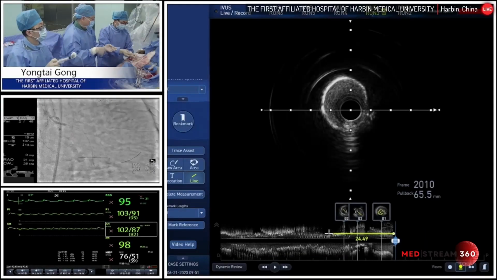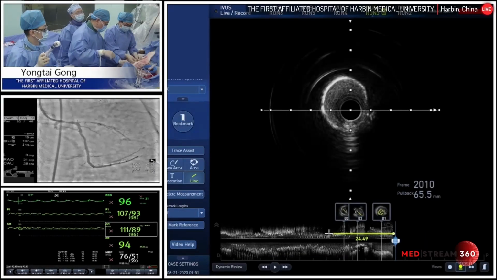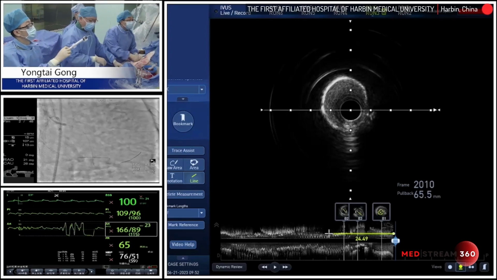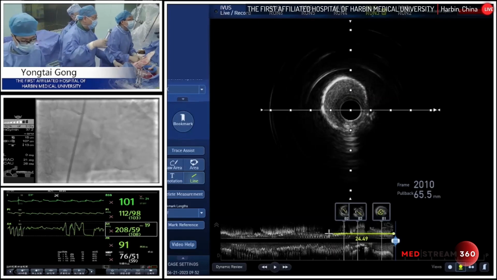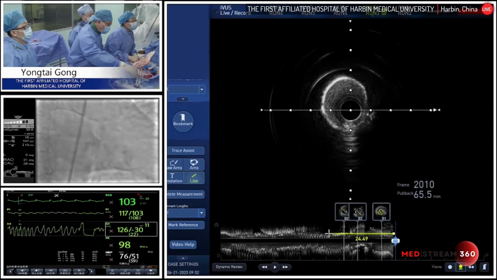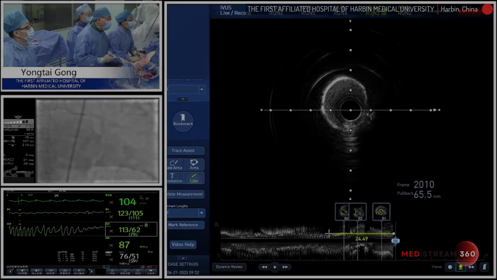Okay, currently the patient is in a stable situation. We can see the pressure is okay and the heart rate is okay. And next, we are going to put in a stent because we can see that the situation in the left main has changed. So one stent is necessary for this patient.